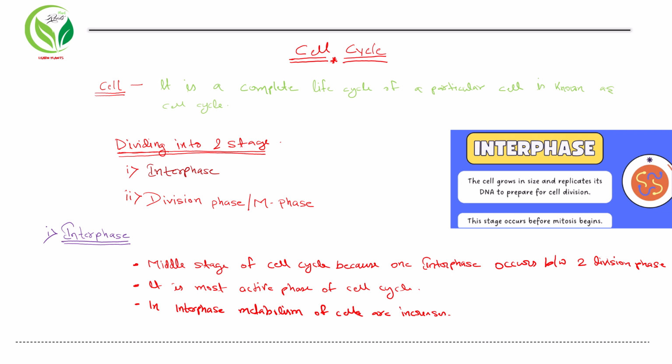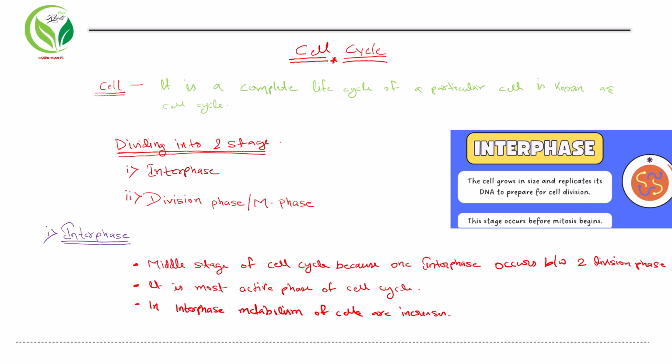So it's a cycle of a particular cell. The cell cycle is distributed into two stages. The first one is interphase, and the second one is the division phase, which we know as M phase also. So here we can see interphase.